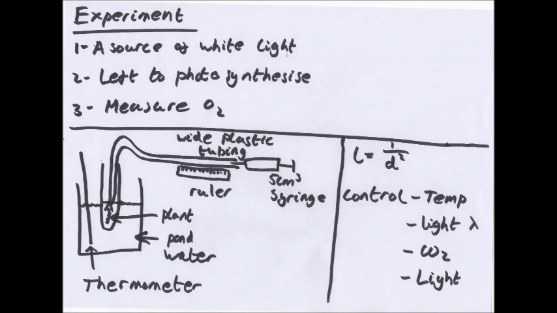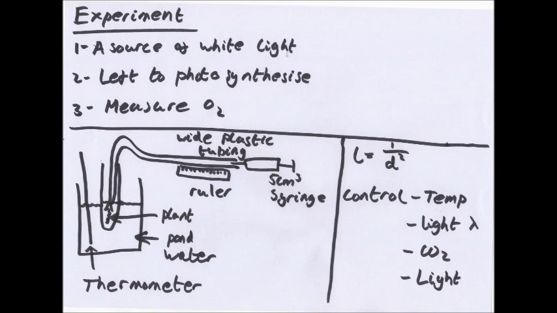Read and note the length of the bubble along the tube, along the ruler, and you can then gently push the plunger so the bubble is expelled. That's a little syringe. So push the syringe in, the bubble will go back in and then just vanish. We don't want the bubble anymore. Now, once you've got the length of the bubble, you times that by pi r squared, the radius of the capillary tube, squared, and you've got the volume of gas.